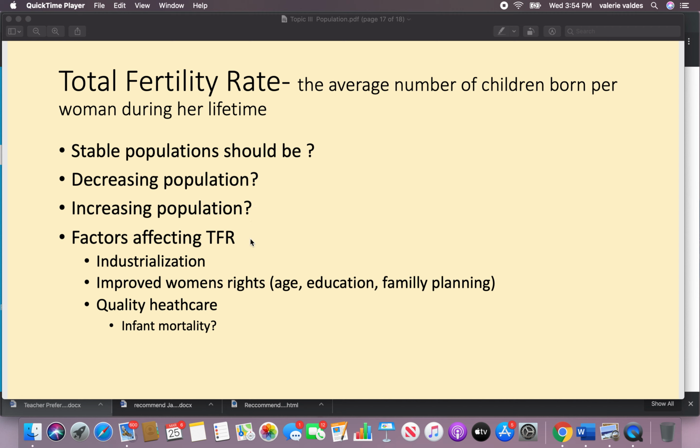Factors affecting total fertility rate: obviously the industrialization of that country, as women also have access not just to the workplace, but also to education, to family planning. The age of the woman also obviously determines how many children she'll probably have. And also don't forget quality of health care. Because if you don't have good health care and you have, for example, high infant mortality, if you have kids dying because, for example, let's say you don't have access to vaccines, then women typically will have more kids to make up for that.